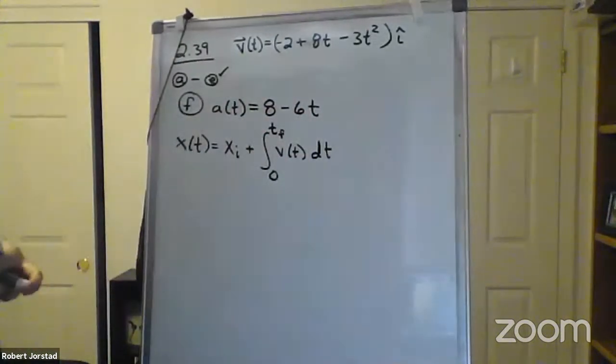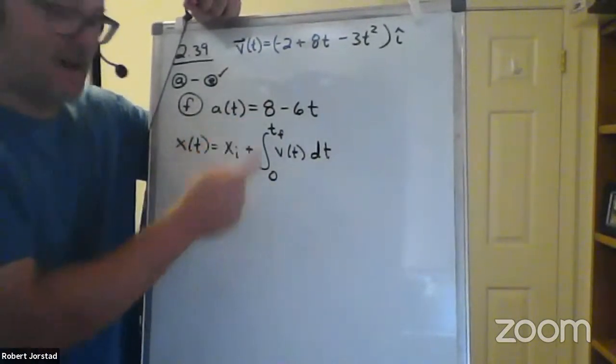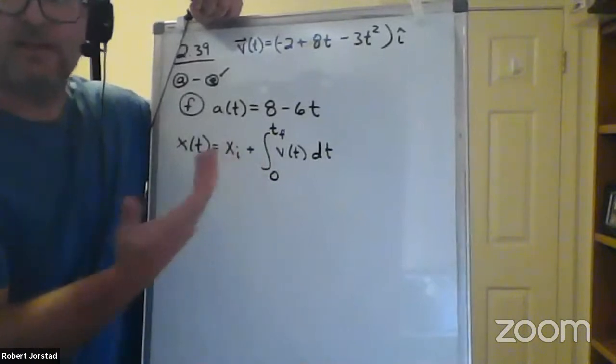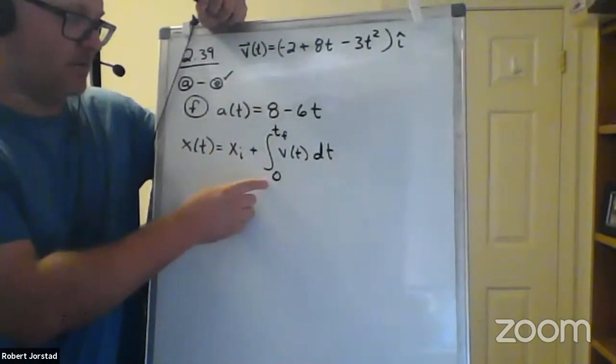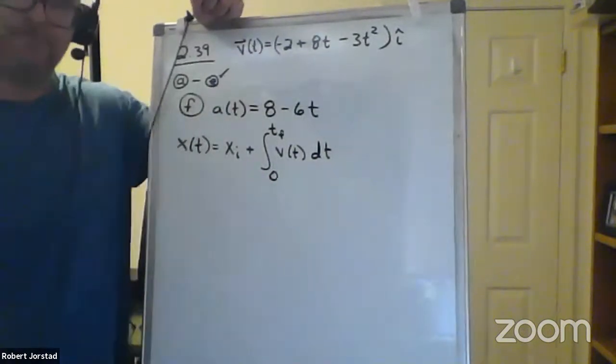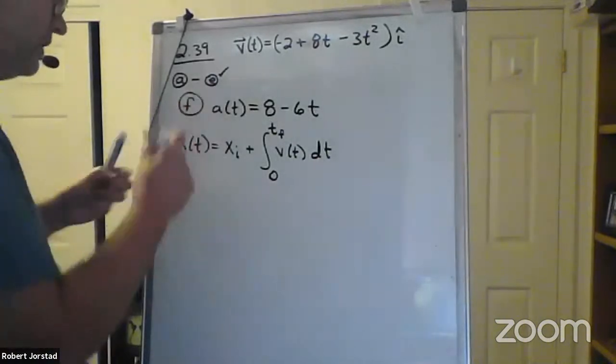All right. And now I stuck in limits here. Instead of going from t initial to t final, I just said, let's call t initial 0 because that's what almost every problem I've ever seen does. Not always true, but in general, we want to go from 0 to t final. Okay. Now, when I do this, let's go ahead and plug in the steps.